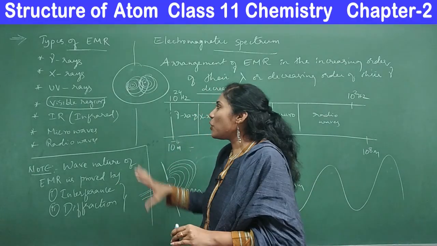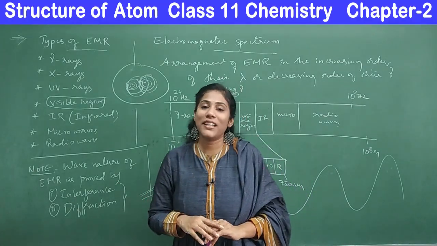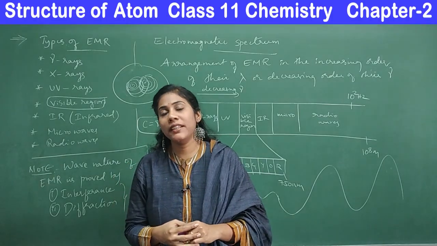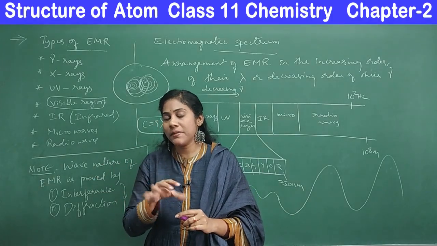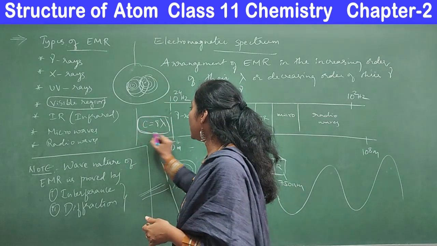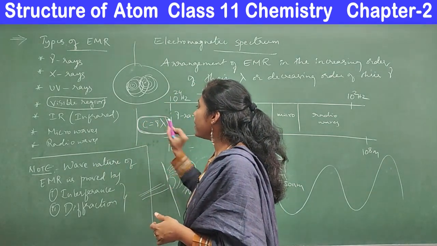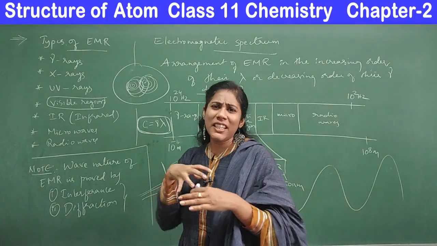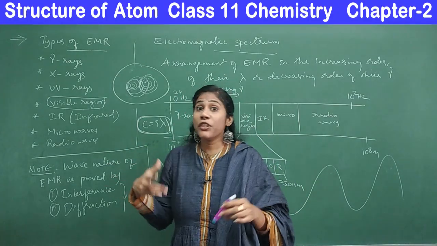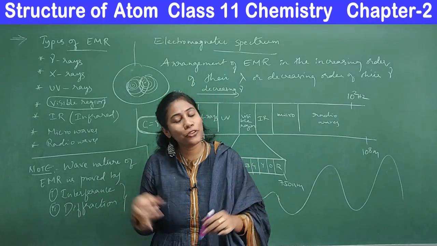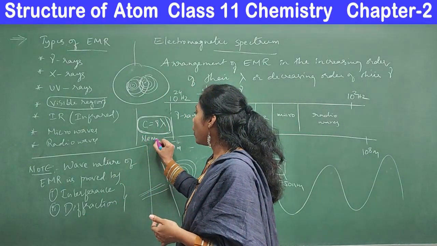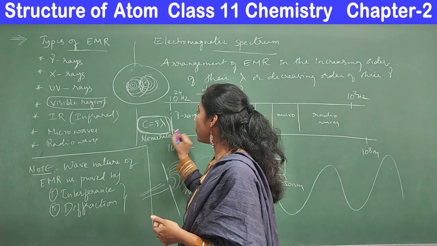So this is all about the wave nature of electromagnetic radiation. The very important aspect that can be asked in competitive exams is the numericals on this particular formula, C = nu lambda. Various types of numericals can be asked on this formula, which we will discuss in the next video. So do watch our next video for the numericals of this formula.